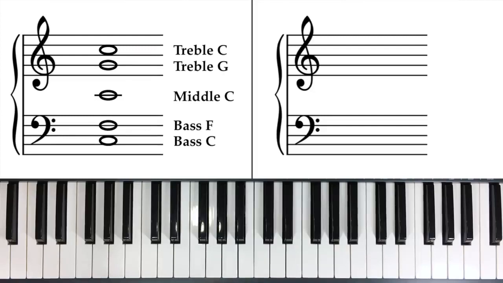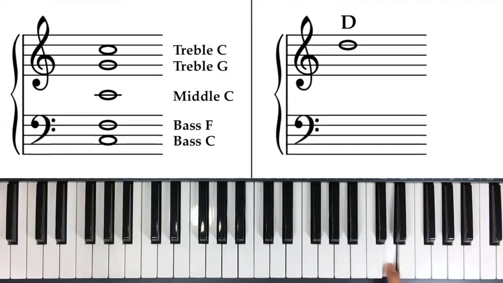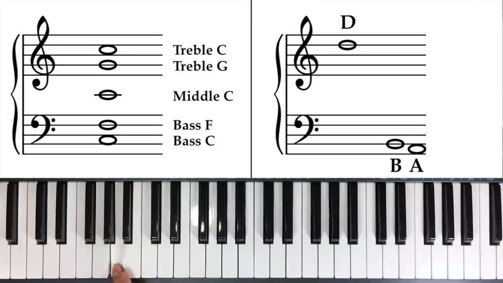And again, we can just figure out notes around it. So what is this note? Well, it's above C, right? So it's a D. What is this note? It's below C, so it's a B. And if you wanted to go even lower, what's this note? Well, it's just two notes below C, so it's an A. A, B, C, right? C, B, A.